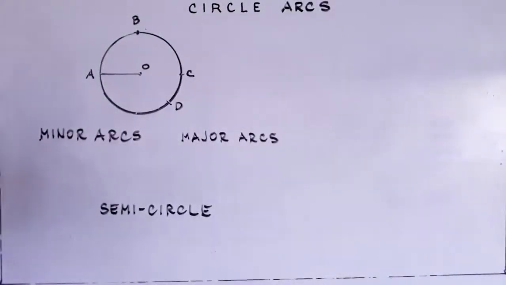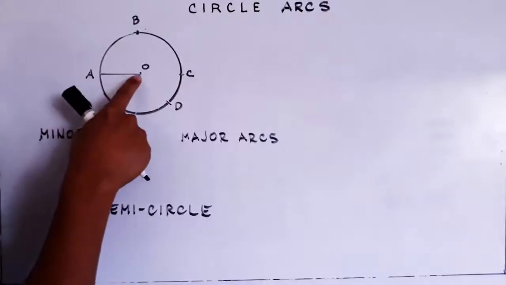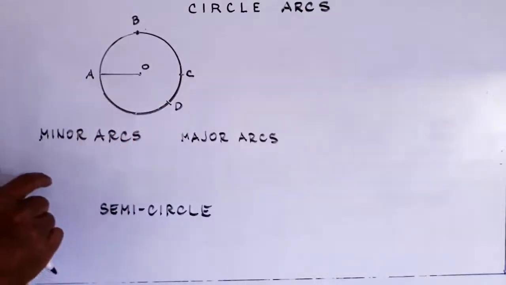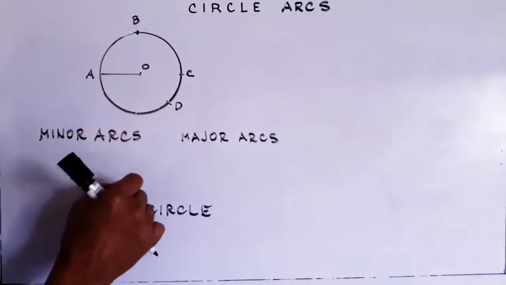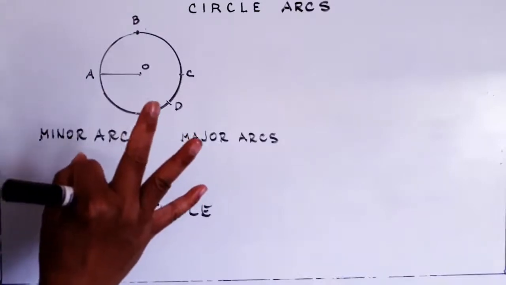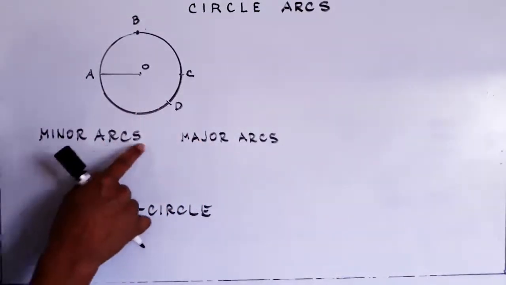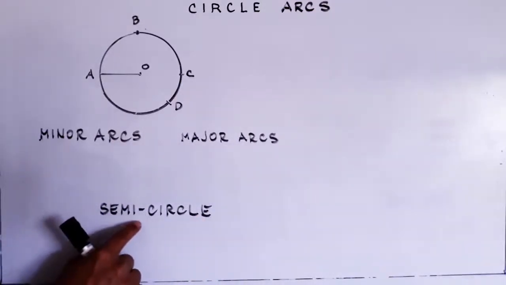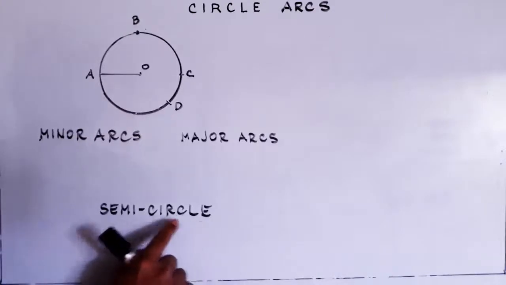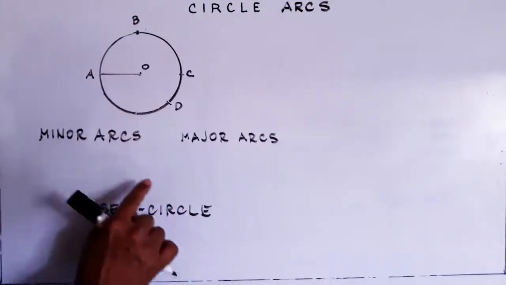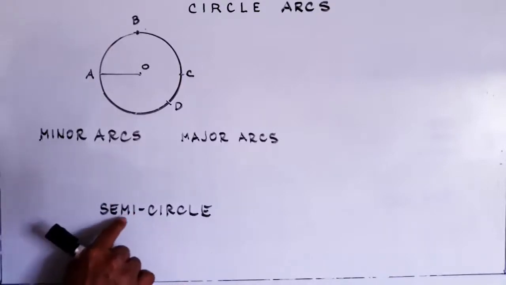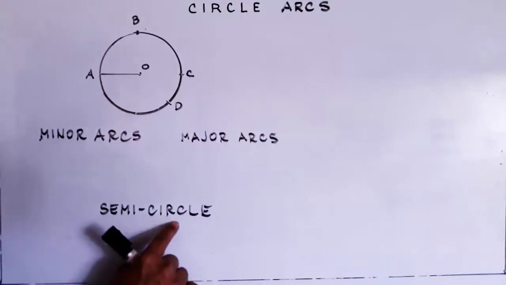Okay, let's have circle arcs. So we have circle O with point A, point B, point C, and point D. In arcs, we have three kinds of arcs. We have the minor arcs, the major arcs, and the last one, which is not commonly used, the semicircle. Yes, we use the semicircle, but when we are referring to arcs, we do not call the semicircle an arc anymore. We call it by its name, semicircle.